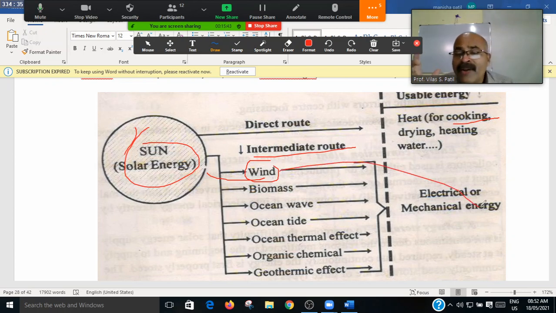Windmills are designed, and by using windmills, due to the rotation of the fans and the hubs, one can create mechanical energy. Using an electromagnet or dynamo, one is able to convert the mechanical energy into electrical energy.